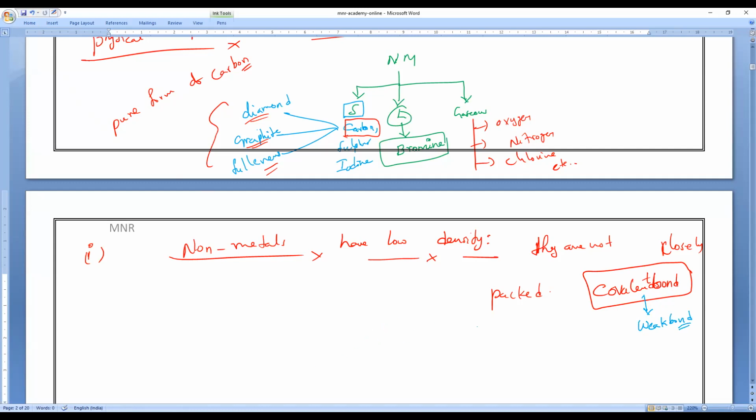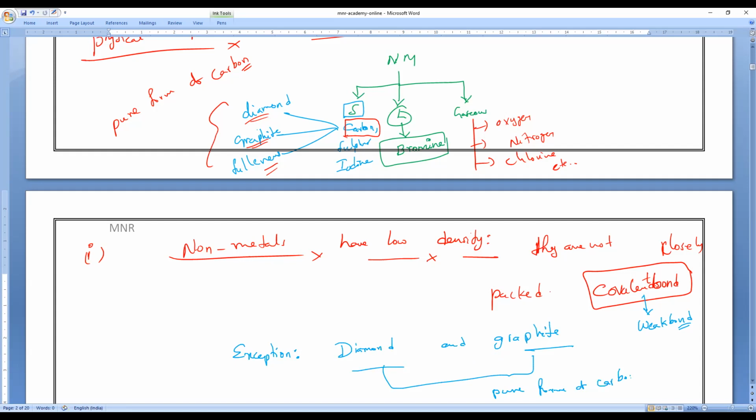Now, remember this always, there is an exemption. What is the exemption? Any exception? Anybody can tell? Example, diamond. If you take diamond and graphite, basically they have high densities. Both are, as I told you just now, pure forms of what?